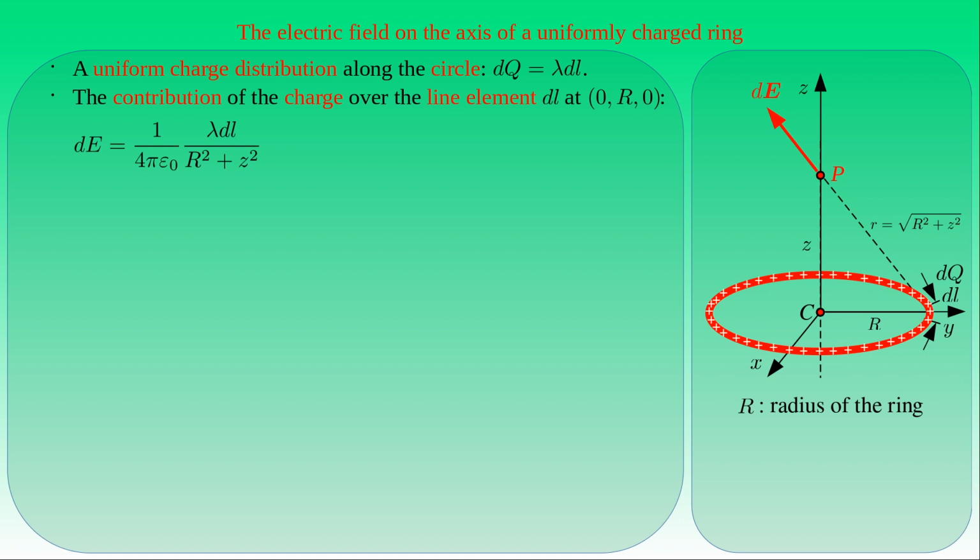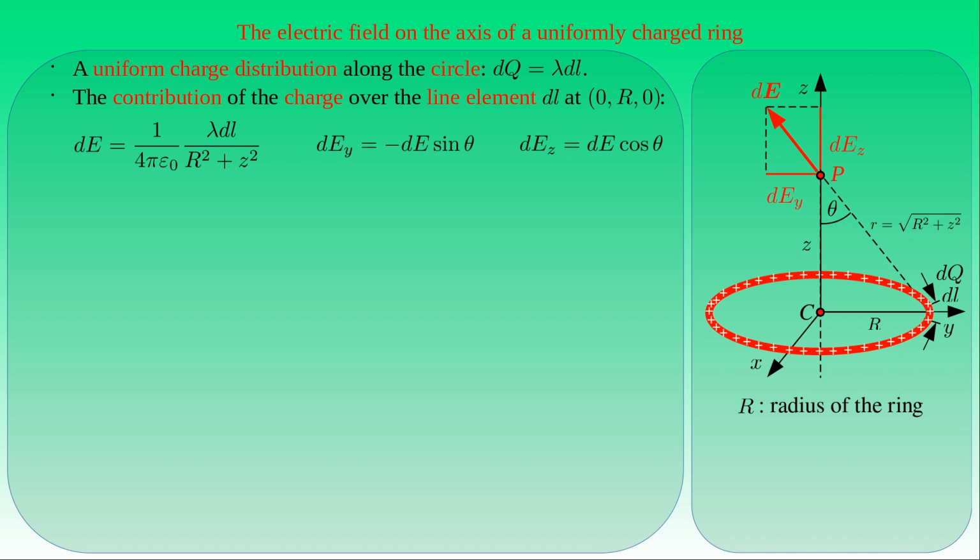The components of the vector dE in the Cartesian coordinate system can be seen in the figure. If theta is the angle measured between the z-axis and the direction of the line element dl seen from the point P, then the y component of the vector dE can be written as minus dE times sine theta, and its z component is equal to dE times cosine theta.